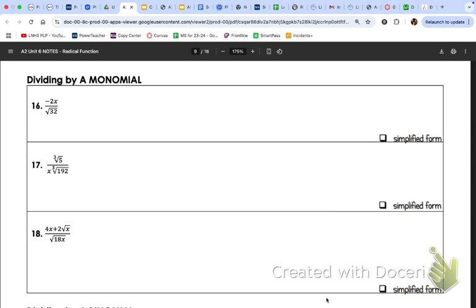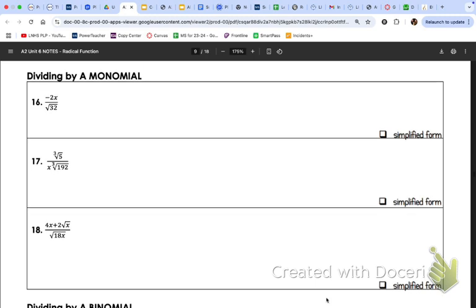So dividing by a monomial. When you have a monomial in the denominator, meaning one term, then you're going to have to rationalize the denominator on each of these, okay? But before we get started, we want to simplify things as much as we can so it's not terrible.